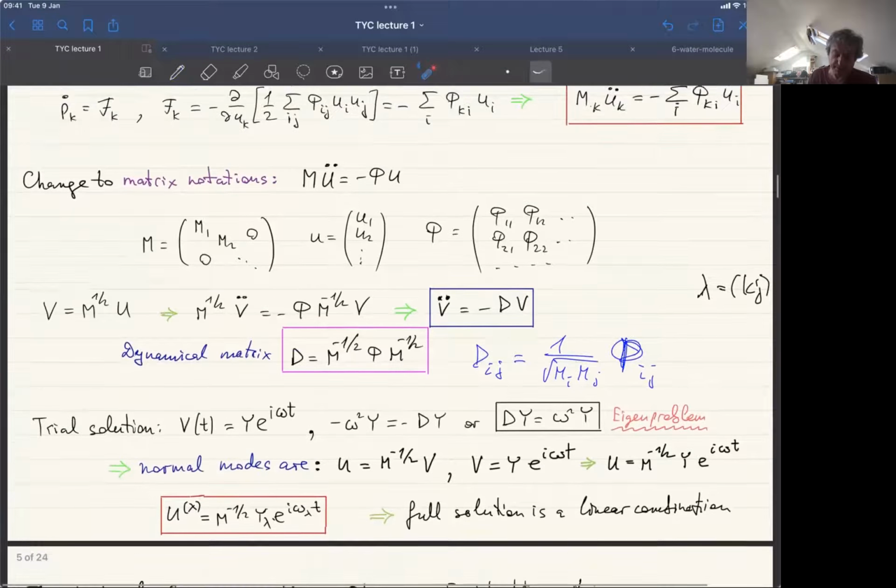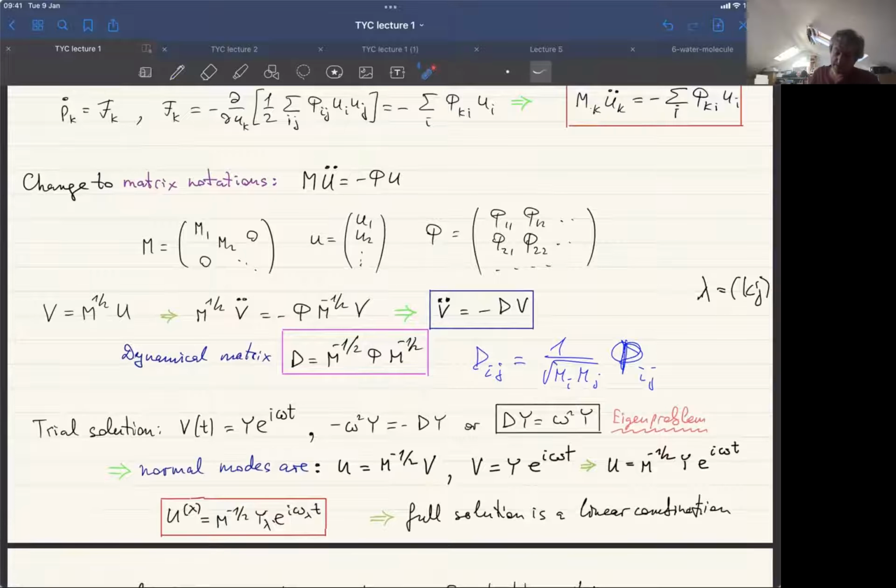Why is this important? Because now, as we set out to solve this set of linear differential equations, we can actually arrive at the eigenvector problem of that matrix, which would guarantee, because it is symmetric, that all its eigenvalues are real.